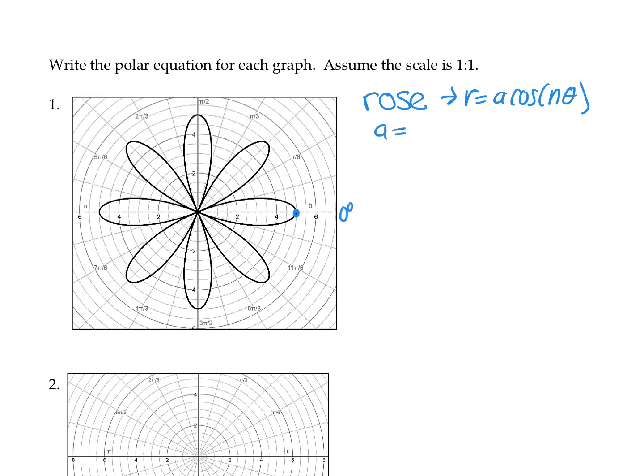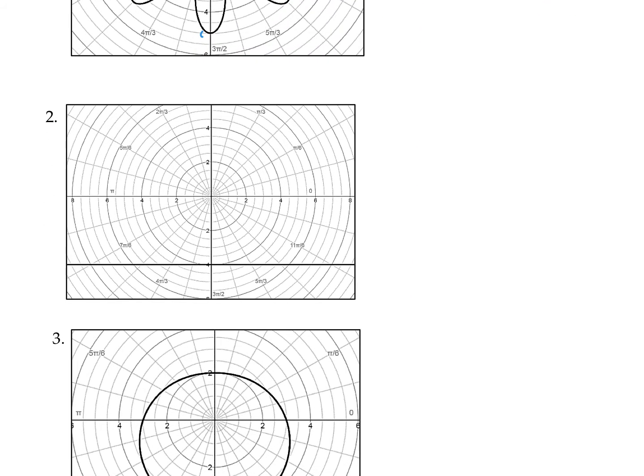So the other thing I need to figure out is what is A and what is N. So remember, A is our petal length. So if I count 2, 4, 6, that would be 5. And then N could be two things. N could be the number of petals if it's an odd number, or N is half the petals if it's an even number. So I have 1, 2, 3, 4, 5, 6, 7, 8 petals. So in this case, my N is going to be 4 because we always double N when we have an even number. So my final equation will be 5 cosine of 4 theta.